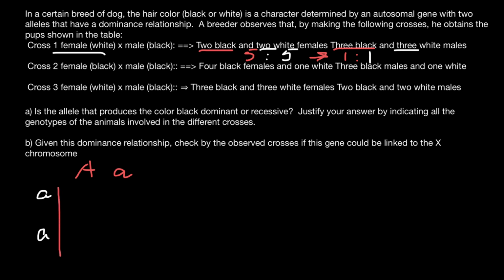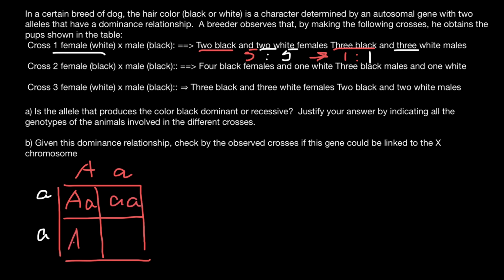Take a look at what we are going to get if we cross these parents. So capital A, small a here, small a here, capital A, small a here, and small a here. So the ratio in the progeny is going to be 50% white and 50% black. And this is exactly what we see here. 1 to 1 means 50% are going to be black and another 50% are going to be white, or a 1 to 1 ratio.